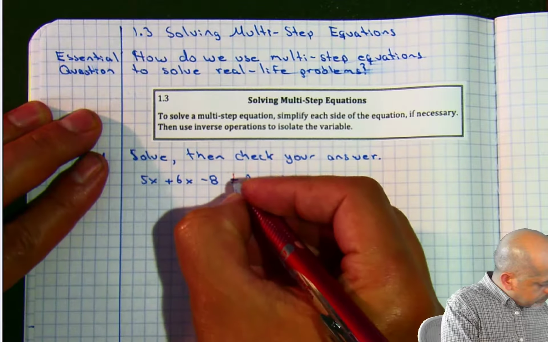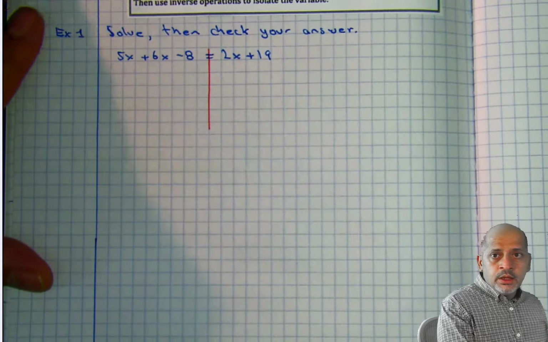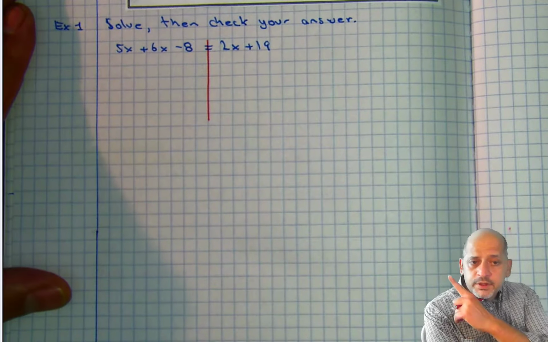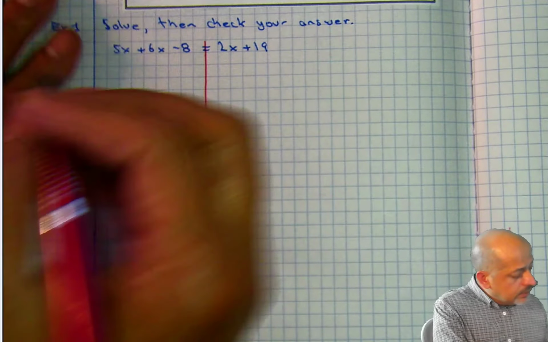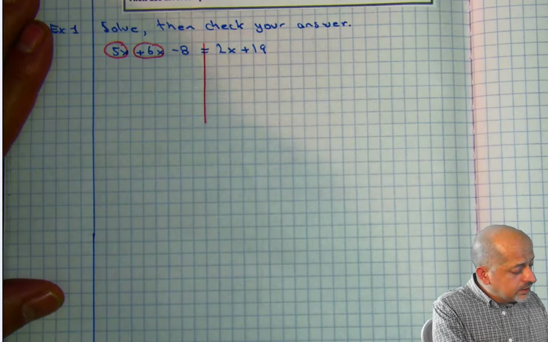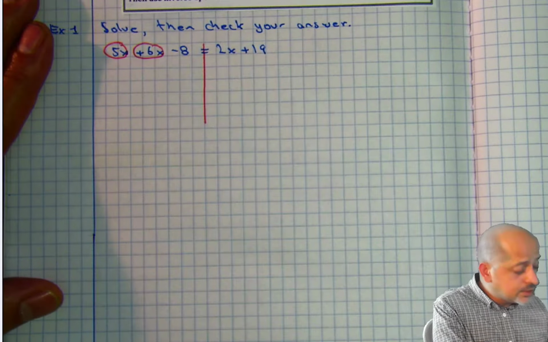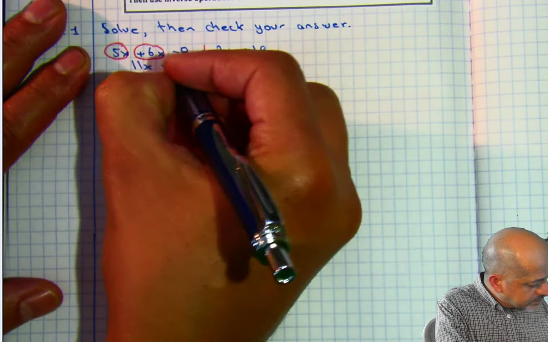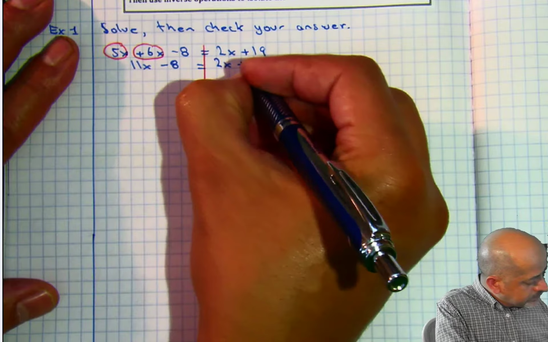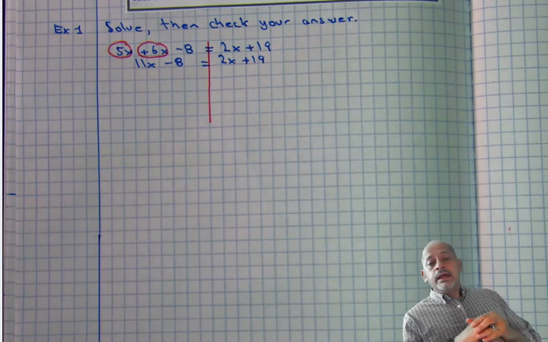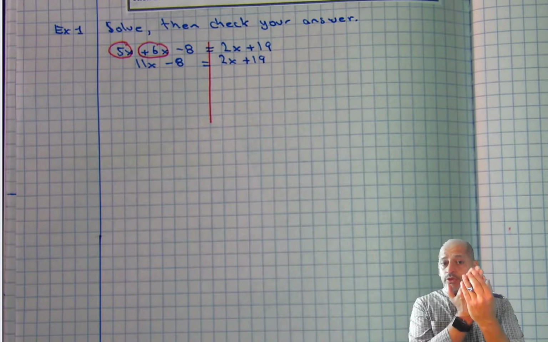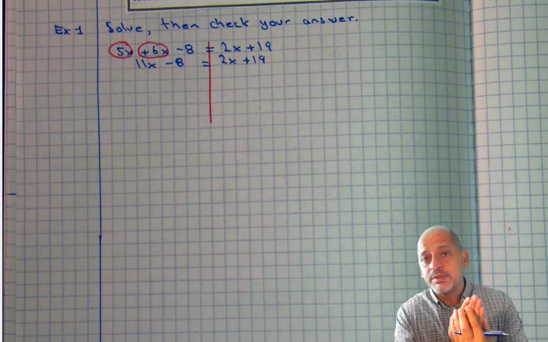Let's draw the line all the way to the middle. Before I move things left and right, what should I combine on the left? You should be able to notice that on the left I can combine the 5x and the 6x. Same sign, you add, gives me 11x minus 8 equals, and everything else comes down. We have 2x plus 19. Now the problem is that we have x's on the left and x's on the right. I want to combine them, but in order to combine them, I need to have them on the same side.